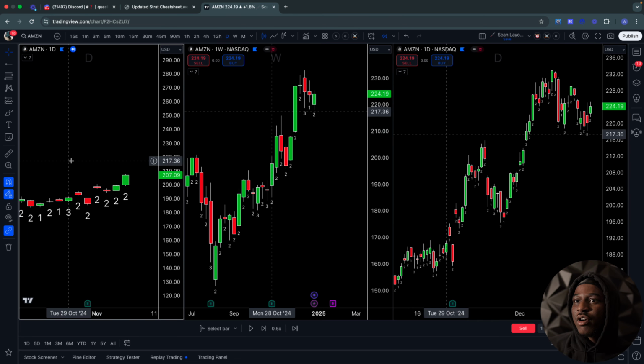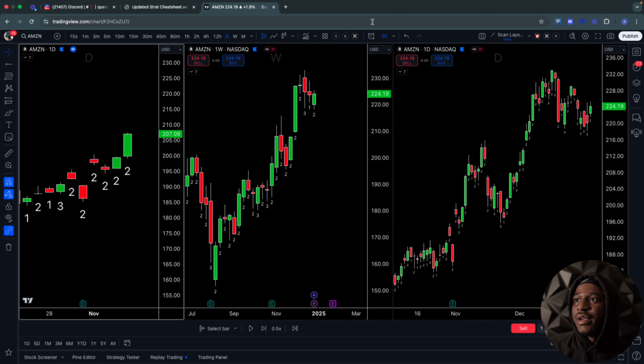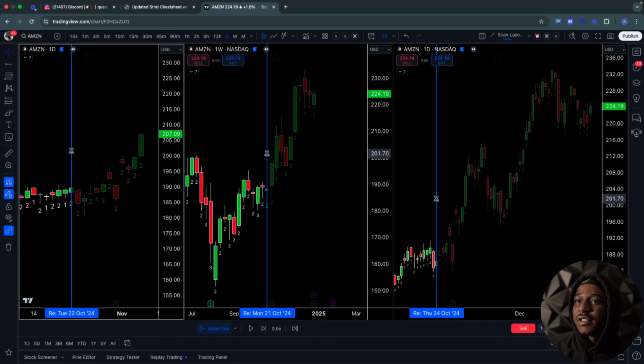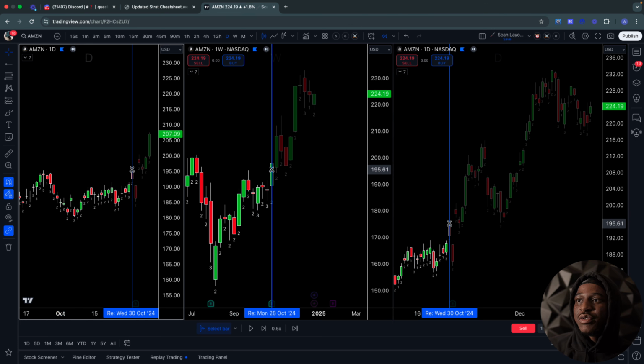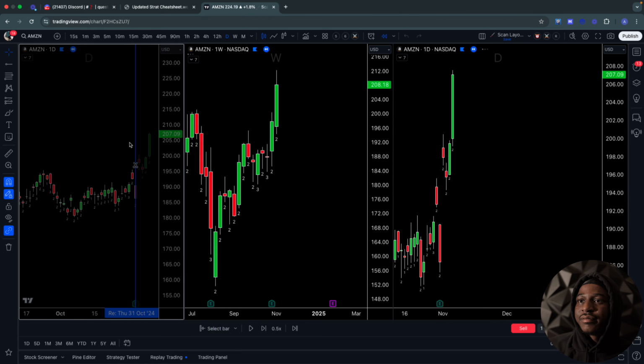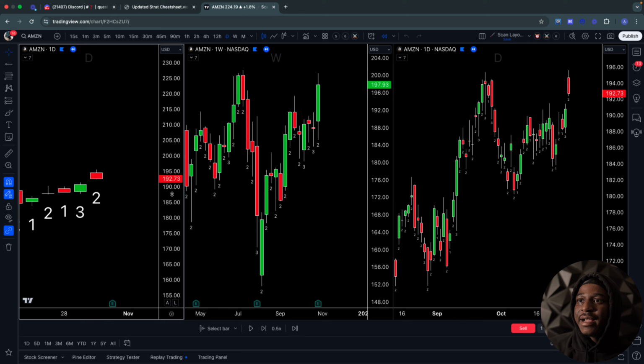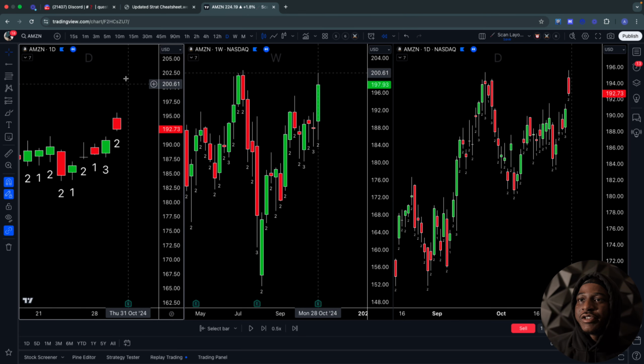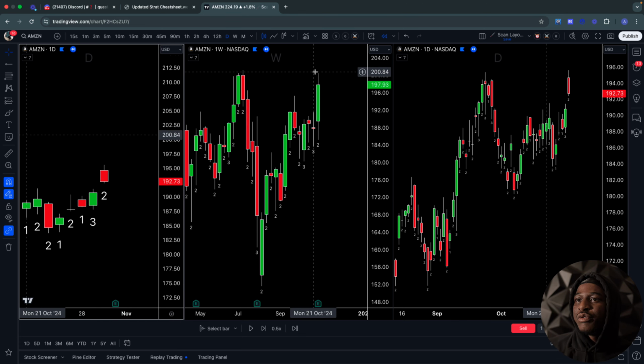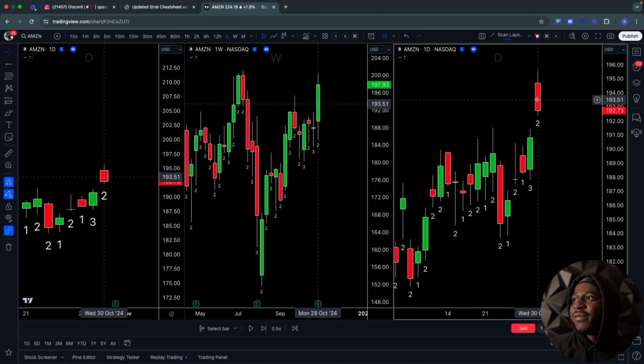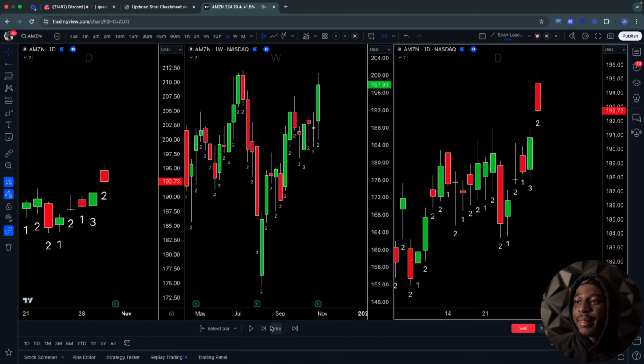So now you see my crosshair on all 3 of them, right? We're going to go back in time, select bar, and I'm just going to go back just so you can see how everything looks. I'm going to go back, boom. So this is a 3-up, 3-2 on the daily time frame. This is a 2 up on the weekly time frame. Monthly is up and bearish, right?